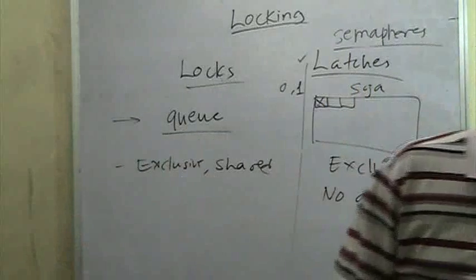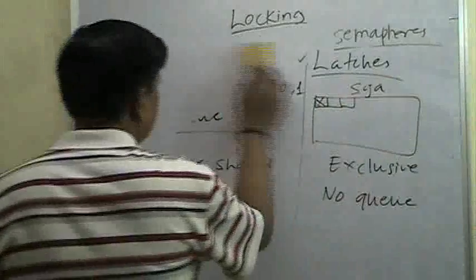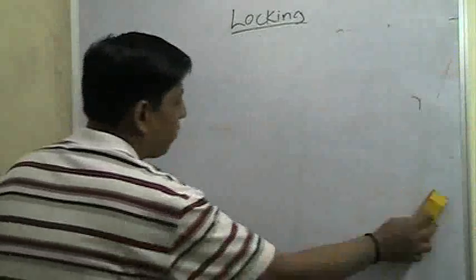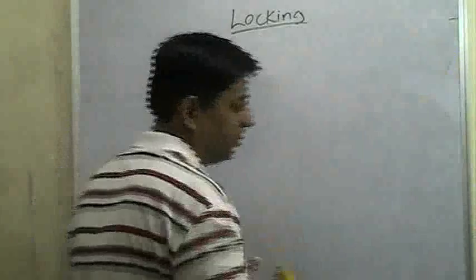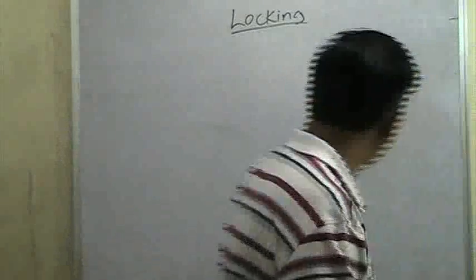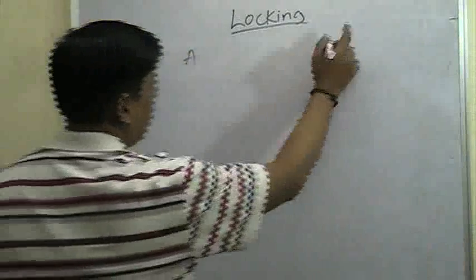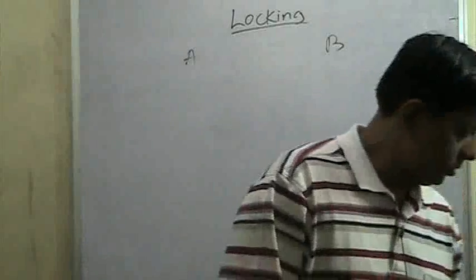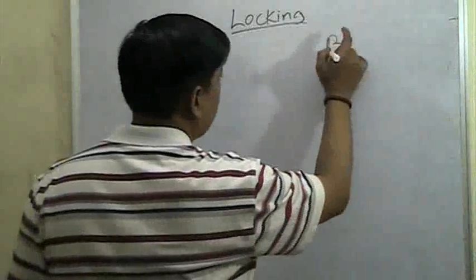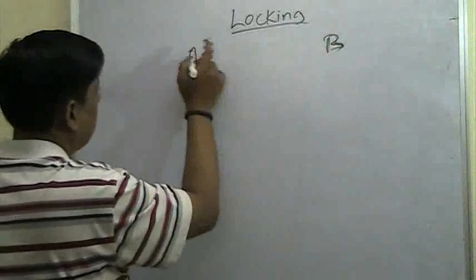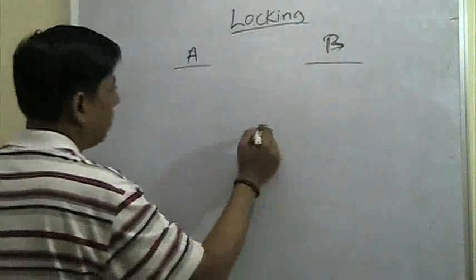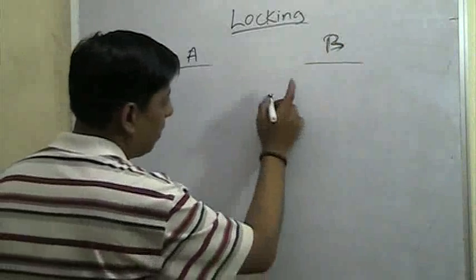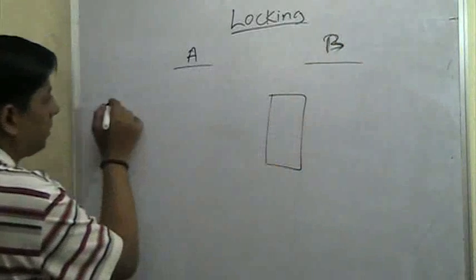Now, one last discussion, one question for all of us. User A and user B, two different users. There is a table here in the middle.